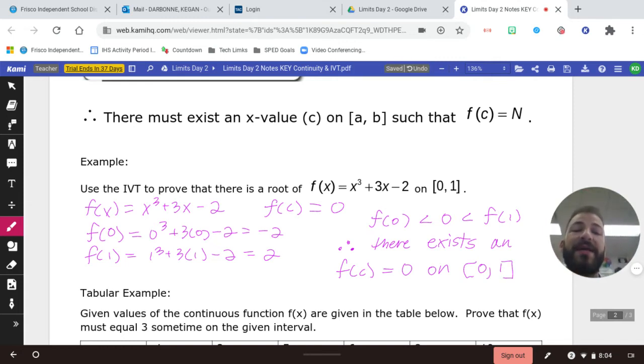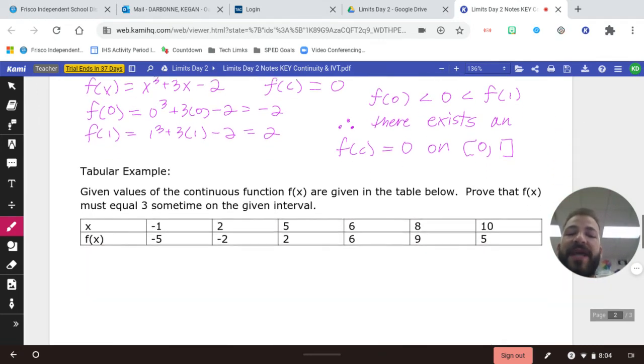Okay, so what I'm saying is because 0 is in between f of 0 and f of 1, there exists an f of c, so an x value in between a and b, where I could plug it in and get 0 on that interval 0 to 1. Okay, so similar to our continuity, we're going to do our back work. We're going to show, okay, this has to be true, and then we're just going to put that into a final statement there at the end.